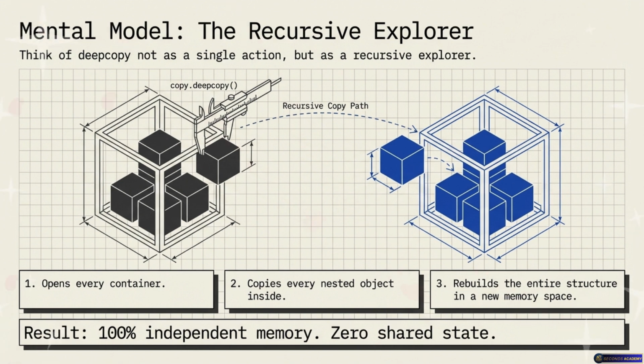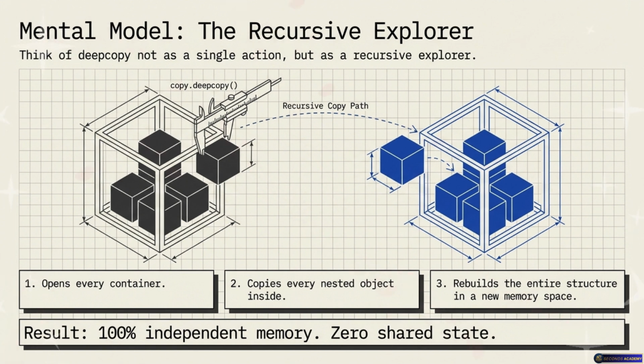A shallow copy is like a lazy scout. It looks at the top-level container, builds a new one, throws some pointers inside, and clocks out. Job done, time for lunch. Exactly. But the recursive explorer actually opens every single container, walks into the dictionary, finds the list. It walks into the list, finds the integers. It's thorough. Incredibly thorough. It recursively extracts every nested object and physically rebuilds the entire structure from the ground up in a completely isolated block of memory.